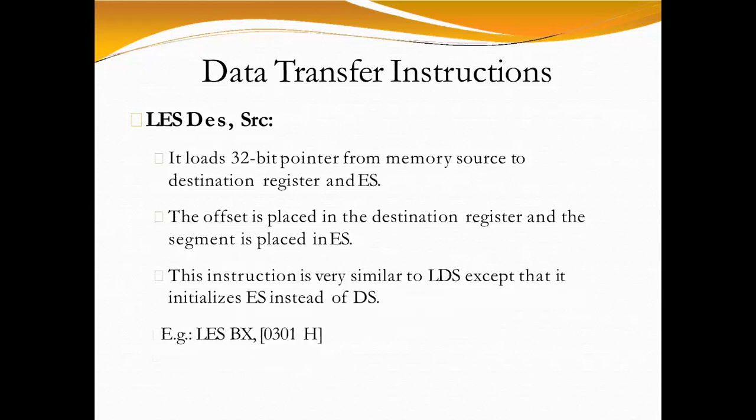Next is the LES, destination, source. It loads the ES register and another provided register from the memory. It loads a 32-bit pointer from the memory source to the destination register and ES, the extra segment. The offset is placed in the destination register and the segment is placed in the extra segment register. The instruction is very similar to LDS except that it initializes ES instead of DS. This is LES BX, [0301H].